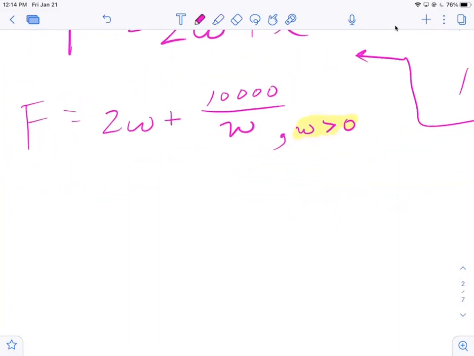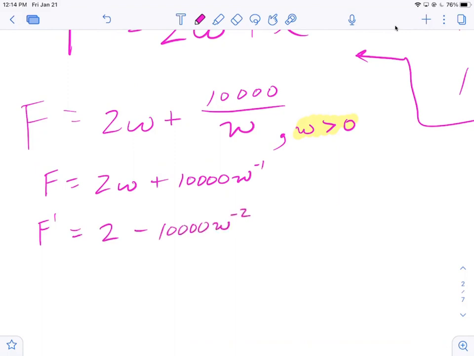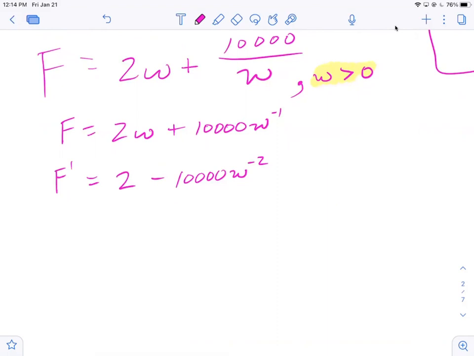Now let's take the derivative. Do we need to rewrite the second term? Maybe, maybe not. I think I'm going to write it as w to the negative first, just so I can see it. All right, so here we go. F prime of w, or the derivative with respect to w, is going to be 2 minus 10,000 w to the negative second. And now we need to clean that up because we got to use it. So that's really 2 minus 10,000 over w squared.